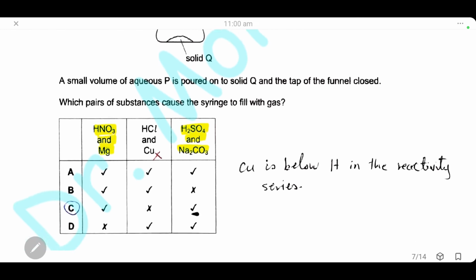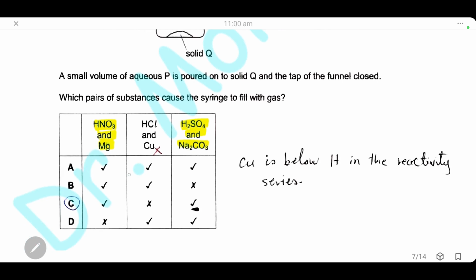So we will go for the reactions which produce gases. Here we have magnesium with nitric acid, copper with hydrochloric acid, and sodium carbonate with sulfuric acid. Of course, magnesium is a highly reactive metal, so it will react with the acid to give hydrogen gas, but copper will not react because copper is below hydrogen in the reactivity series, so it will not react with the acid. Here we have sodium carbonate with the acid. Of course, it will react and give carbon dioxide gas, so we will choose the answer for column 1 and column 3 only, and for copper it will be wrong. The answer is C.